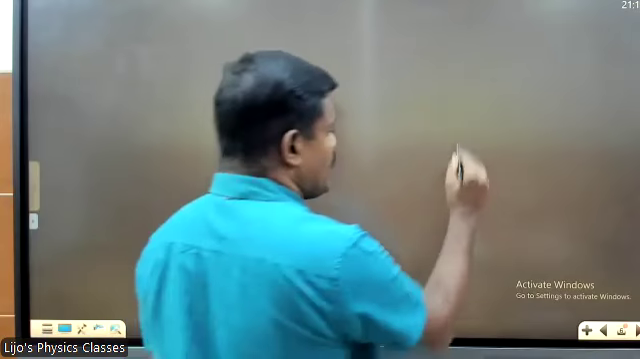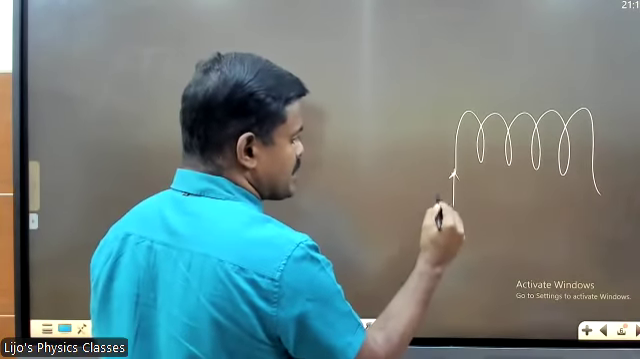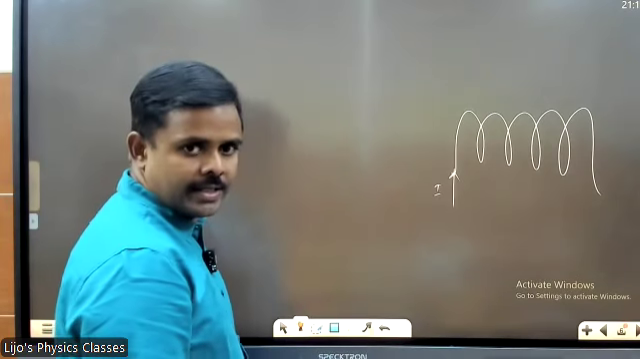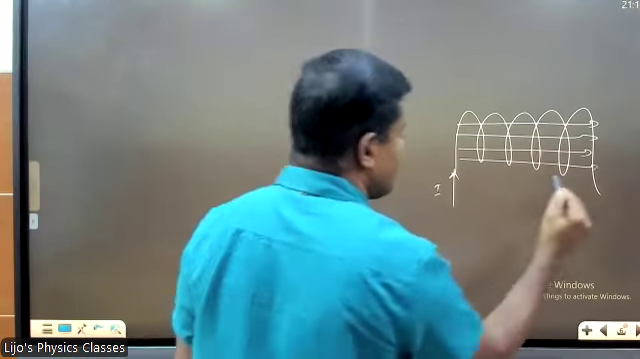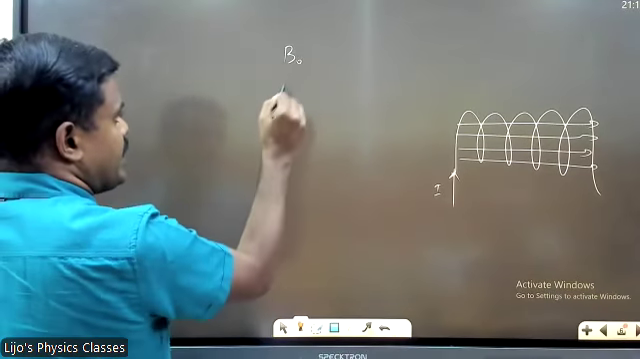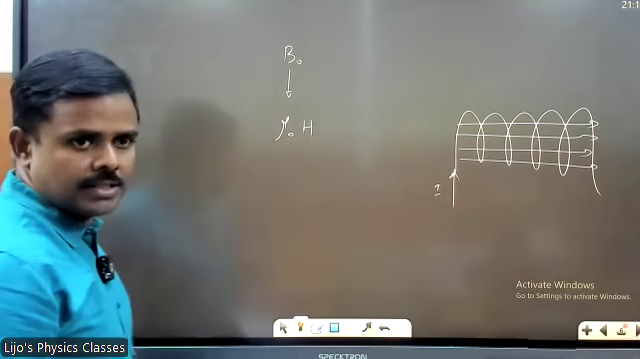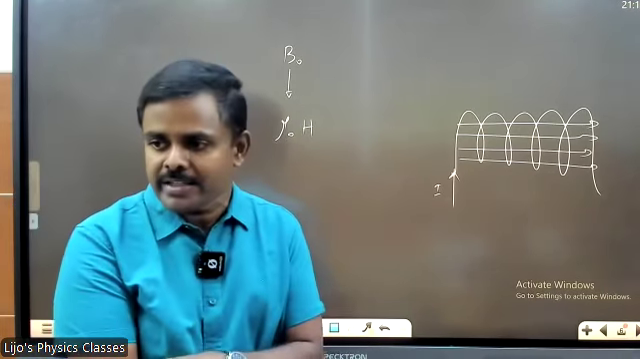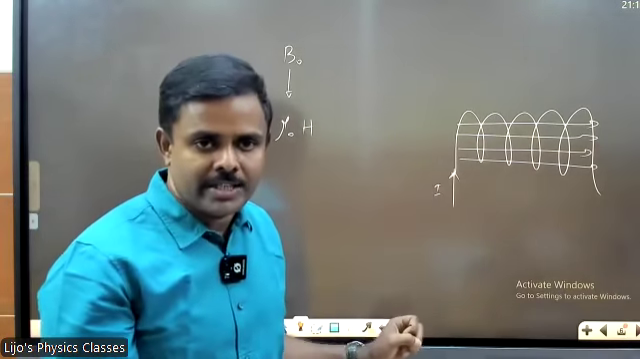So this is what? We take a solenoid, and a current is passing through the solenoid. This creates a magnetic field inside. The magnetic field lines are like this, right? So I'm writing the magnetic field as mu zero times H, the magnetic field due to the external factor, the current. The magnetic field due to the current flowing is mu zero times H.